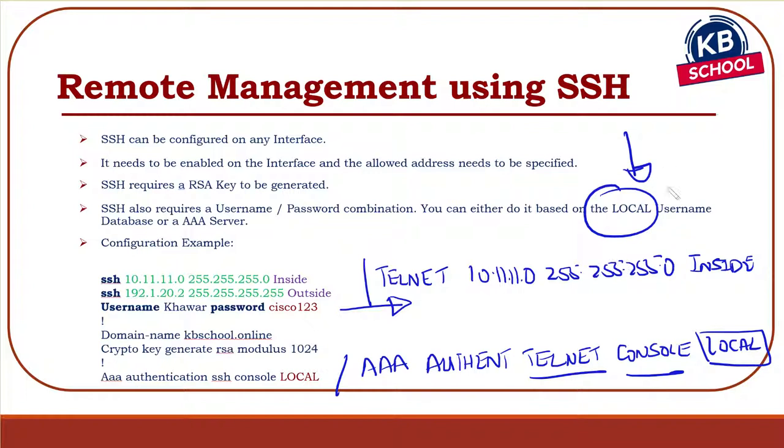It is case sensitive. So if you try to do AAA authentication SSH console or Telnet console with the local specified in lowercase, it's not going to take. It's going to come back and tell you that the method is not found. So make sure you put LOCAL in uppercase to point it to the local authentication database, which is right over here. All right, that's for SSH management.